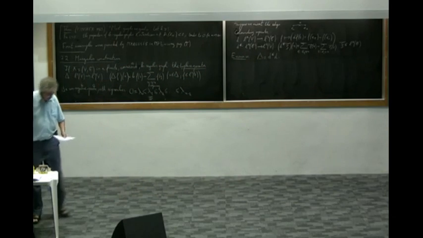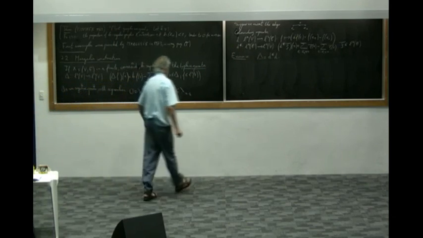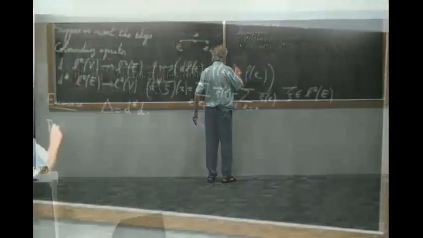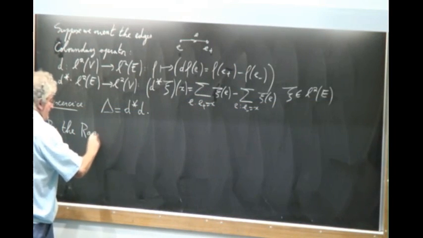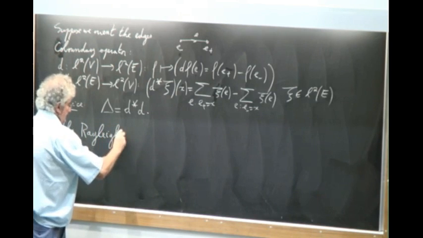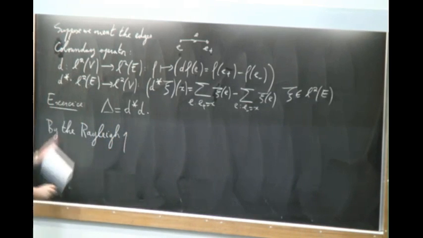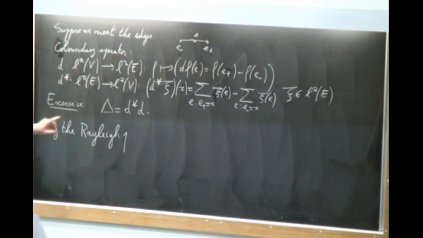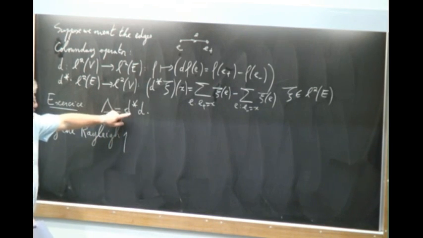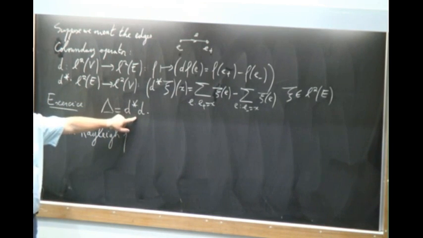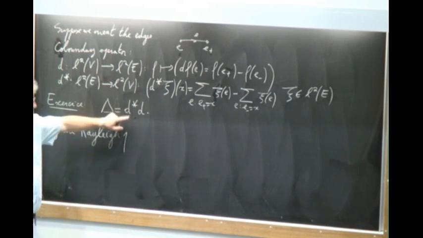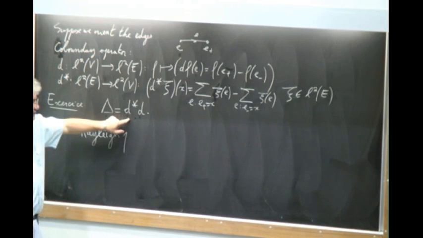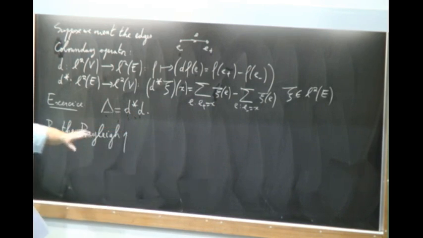Oh yeah, before, also, this shows, to define d, we had to choose an orientation. To define delta, we hadn't. So this means that d and d star depend on the choice of orientation, but d star d does not. Okay, so that was just a small digression.